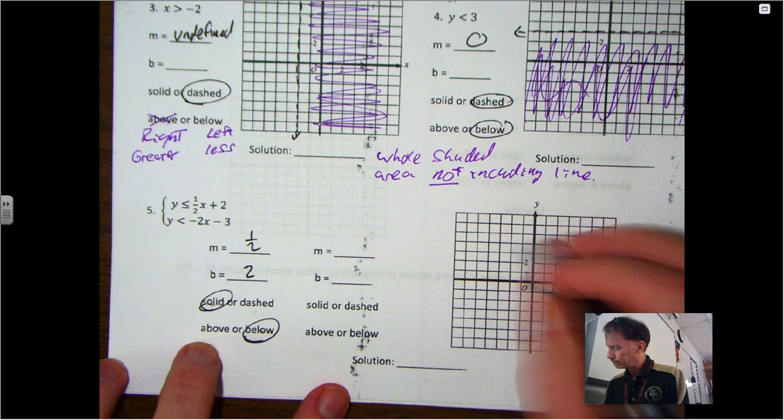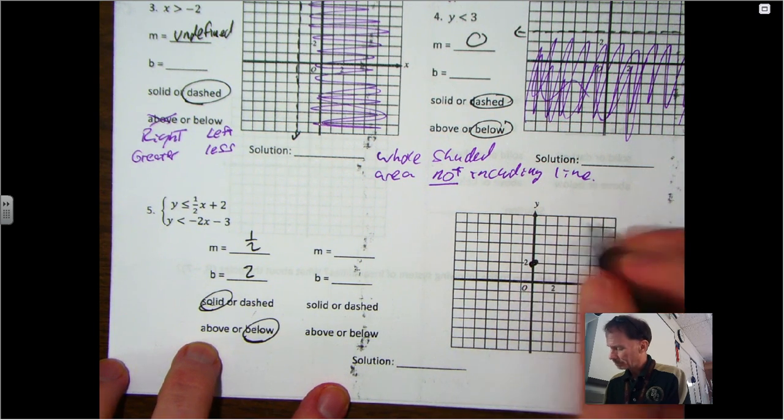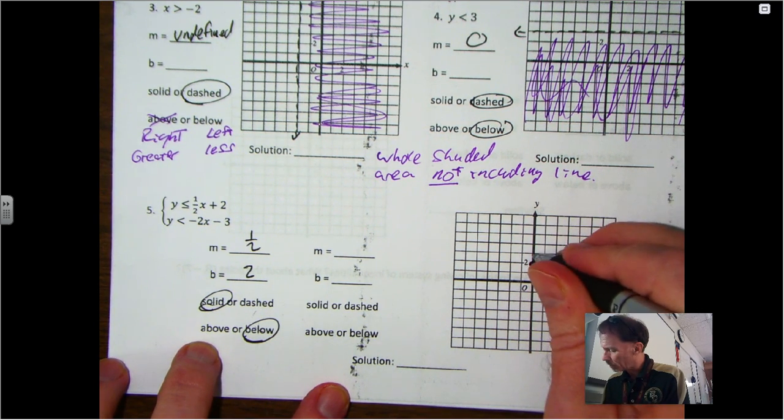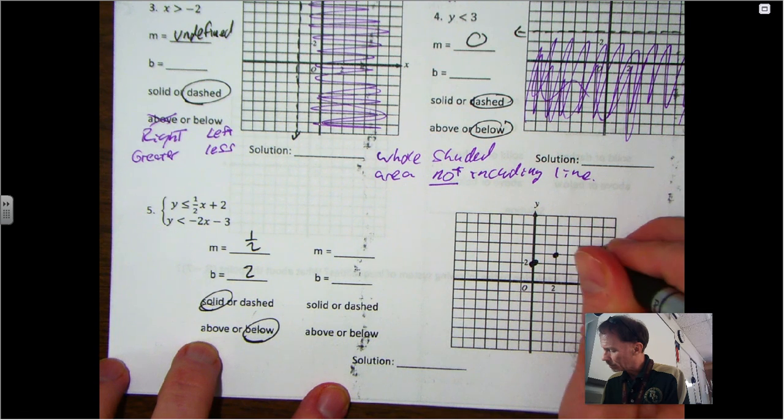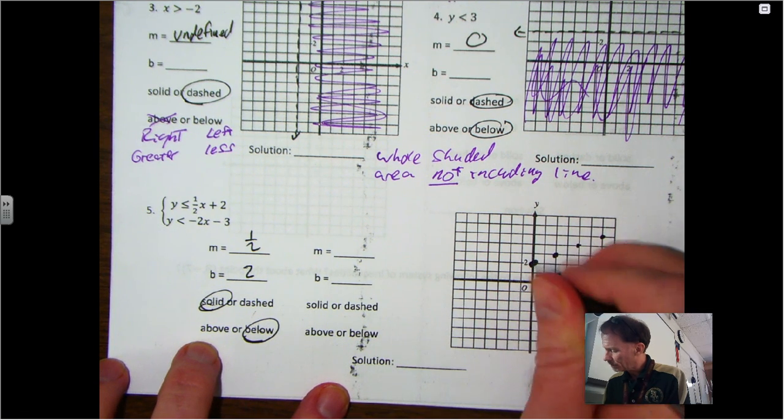So I'm going to go and graph that line. So we got 2 and the slope of 1/2. So up 1 over 2, up 1 over 2, up 1 over 2.